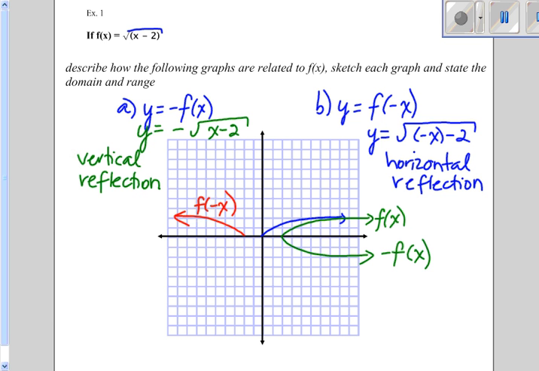A horizontal reflection, you notice from your experimentation, is a reflection across the y-axis. If that helps you. It helps me to remember that it is a horizontal change because it's inside the function. If you have a vertical change or a change that's outside of the function, it is going to be an up-down change. It is a reflection across the x-axis.